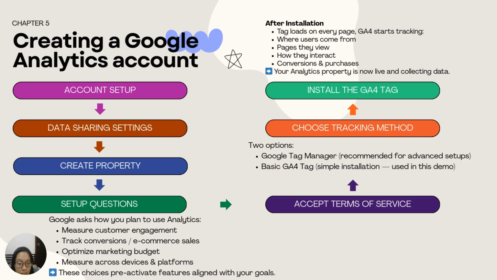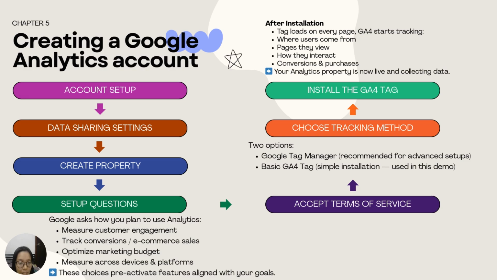Once you confirm those intentions, Google will show a few windows asking you to acknowledge certain features. Just continue through and select what applies. Finally, you will reach the terms of service agreement. After reading and accepting all the terms, your analytics account will be created. At this point, Google will show you the options to install the tracking method.